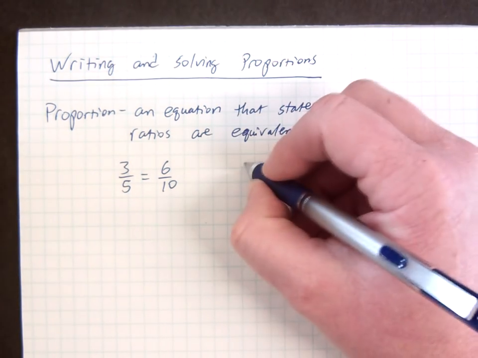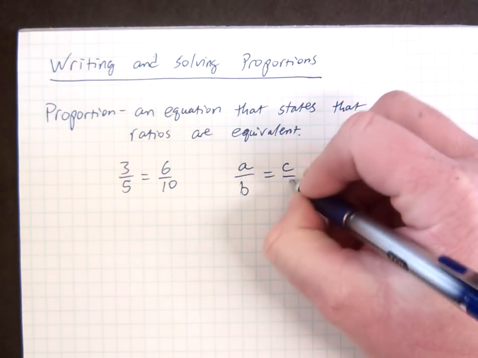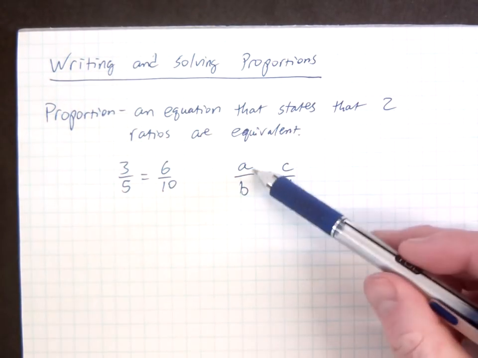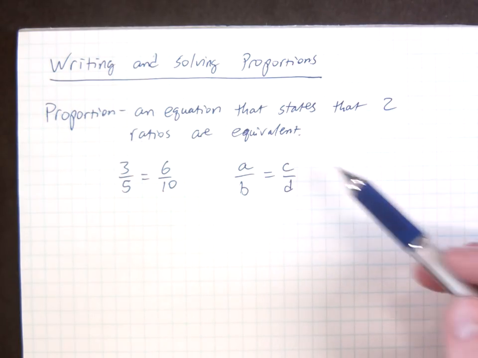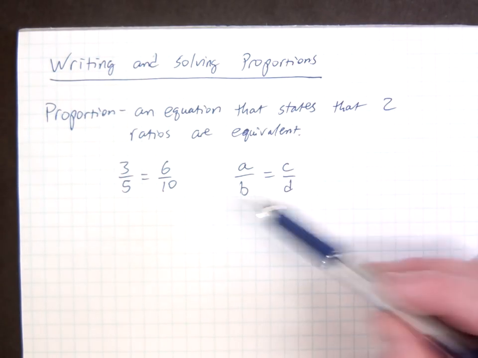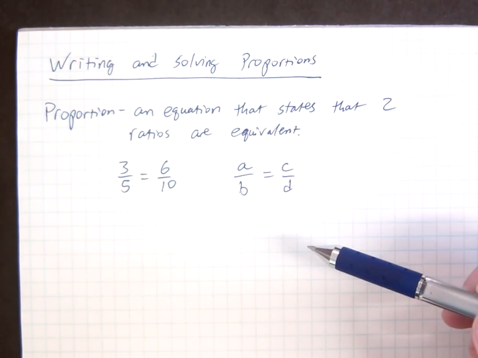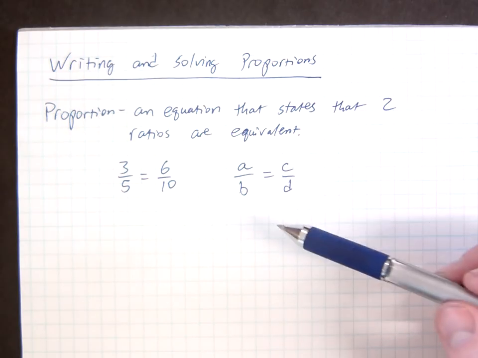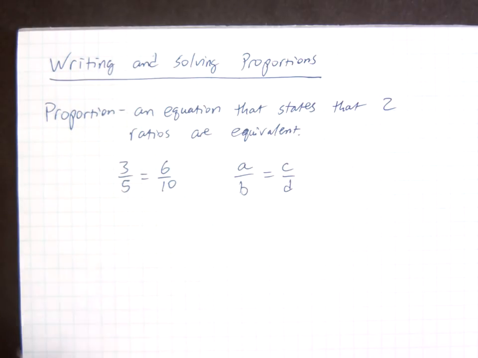We might have an algebraic proportion. And this one will be read A is to B as C is to D. So these are two ratios, and the proportion states that they're equal. Basically, any proportional relationship is where the ratios are equivalent, like we've been using over the last few days. So that's how we write and say a proportion. We're going to look at three ways today to solve them.